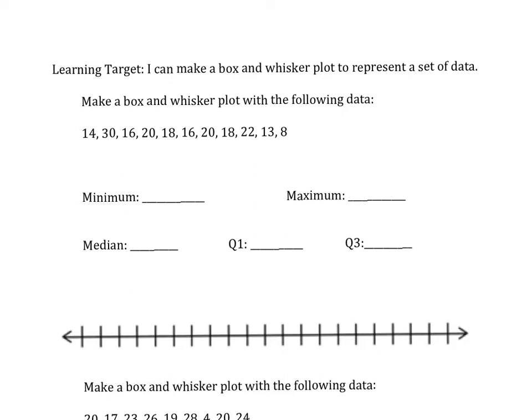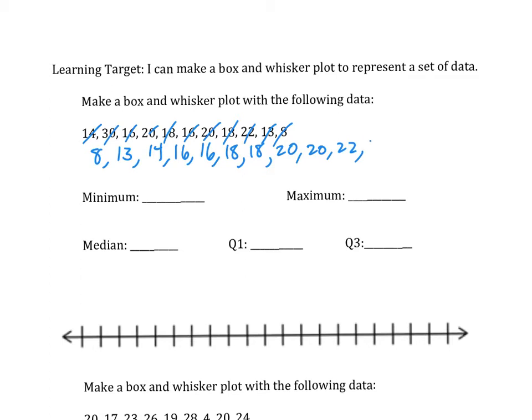Okay, so I'm going to put these back in order from least to greatest. So we'll start with the lowest one, which is 8, and I'll cross them out as I go so I don't get confused. 8, and then 13, 14, 16. We have that one twice, so I'll write down 16 twice. 18 we also have twice. There are two 20s. Oops. I just wrote 22 instead of two 20s. Okay, two 20s, and then there is also a 22 and a 30.